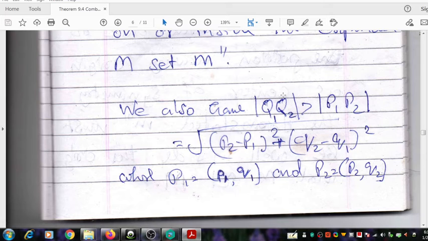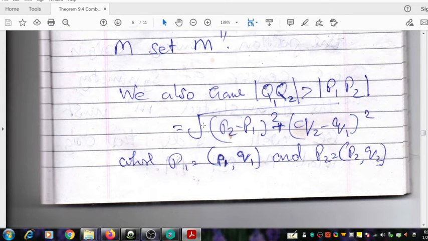Length of the line segment Q1 prime Q2 prime. Here that prime is missing. So the length of the line segment Q1 prime Q2 prime is greater than the length of P1 P2. This thing we have already proved. Applying the coordinates of P1 and P2, you can find the distance between P1 and P2, and that distance is the square root of (P2 minus P1) square plus (Q2 minus Q1) square. That length is greater than the length between Q1 prime and Q2 prime.